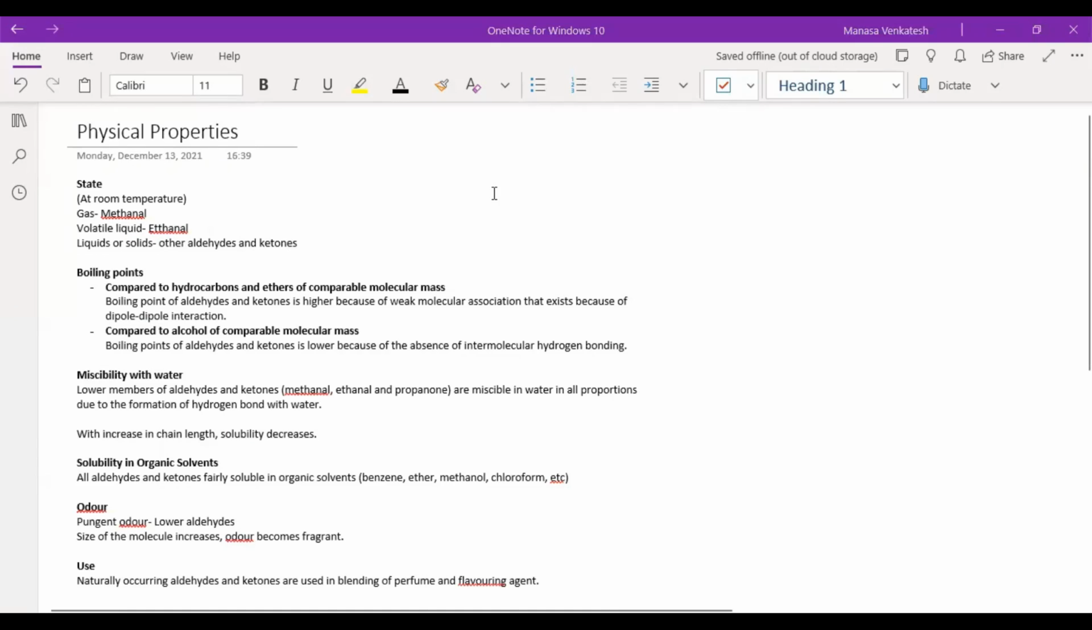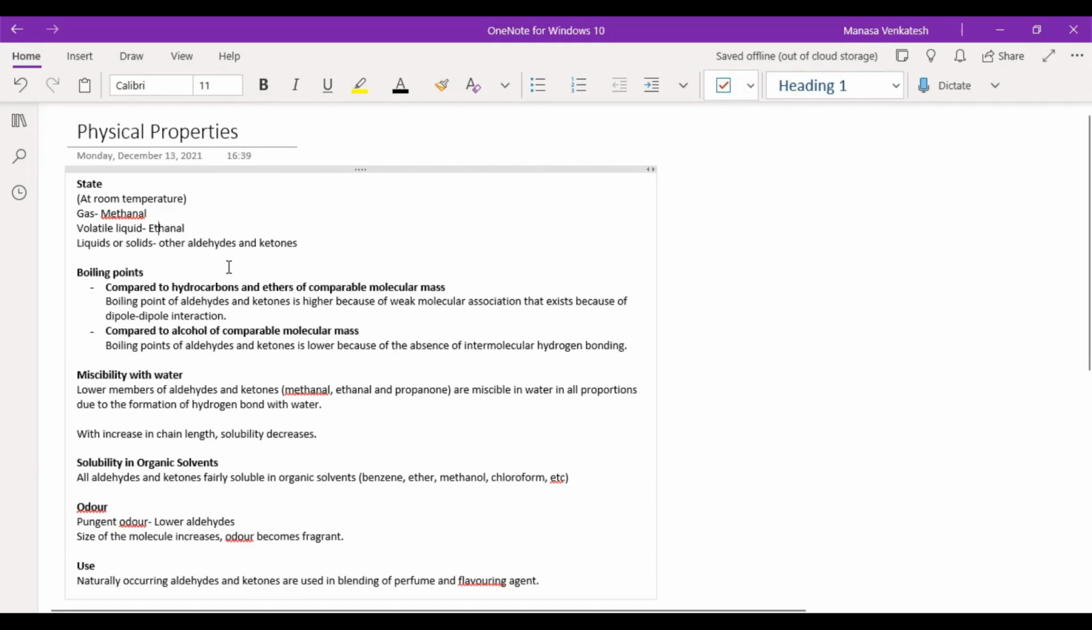Physical properties of aldehydes and ketones. First, we'll talk about state. At room temperature, gases: methanal; volatile liquid: ethanal. Liquids or solids are going to be other aldehydes and ketones.